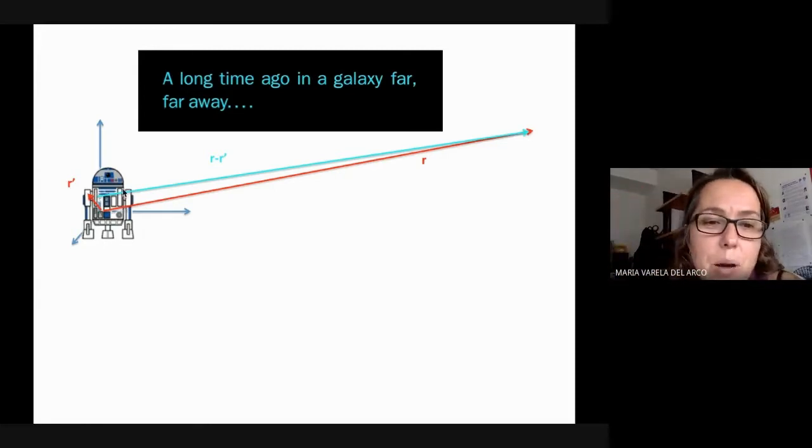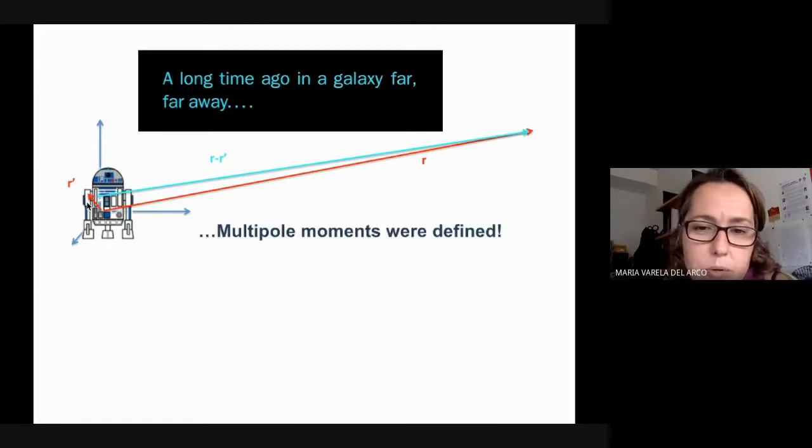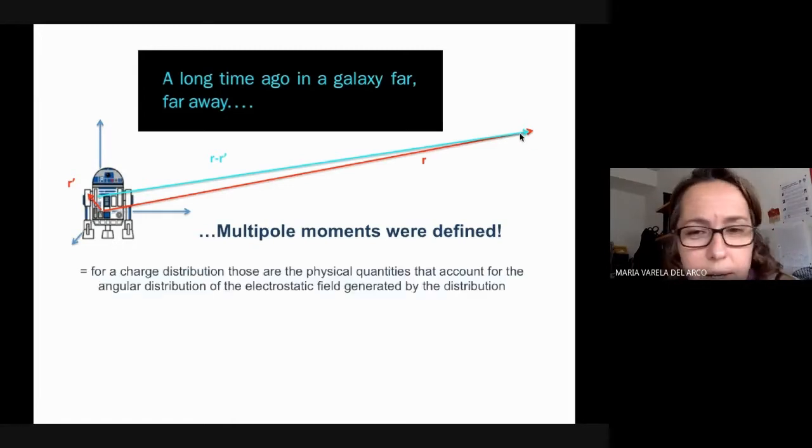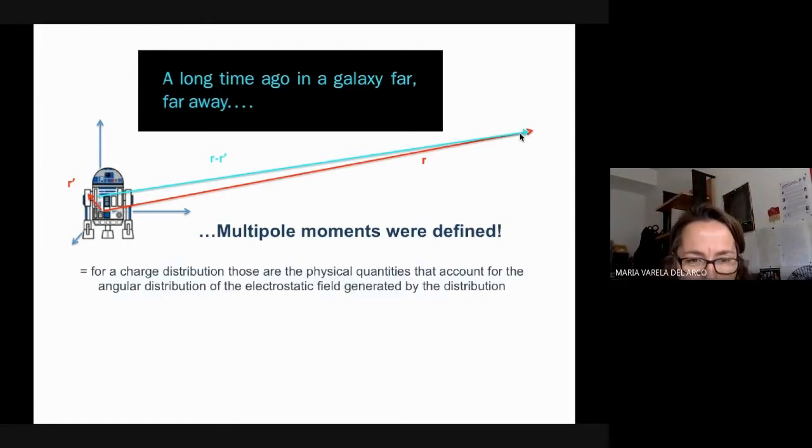then R minus R prime will have a modulus that is not quite the very same modulus as R, but it's a lot larger than R prime as well, because R minus R prime is the subtraction of R minus R prime, obviously, right? So in our galaxy far, far, far away, at some point, these multipole moments were defined in order to be able to approximate the potential at that very point.